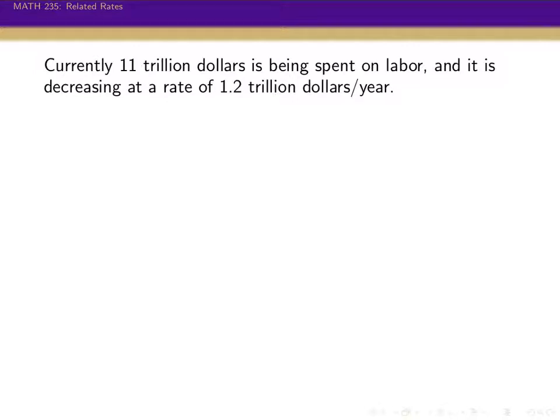Okay. So suppose we have that currently there are $11 trillion spent as labor, the same as we had before, but now we know that the amount being spent on labor is actually decreasing at a rate of $1.2 trillion per year. So the $11 trillion spent on labor, that means that right now L of t is 11. And the decreasing at a rate of $1.2 trillion a year, well, that's talking about the rate of change of labor, and so that is the derivative of labor. And it's going to equal minus 1.2. The minus sign is because it is decreasing.